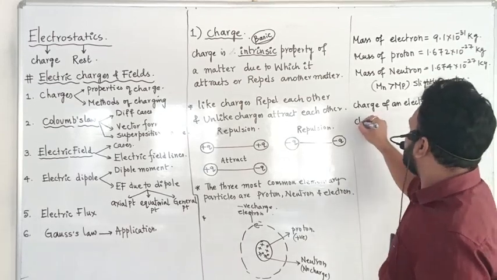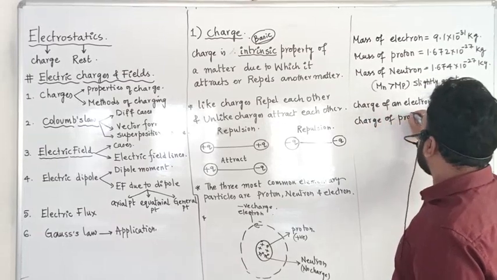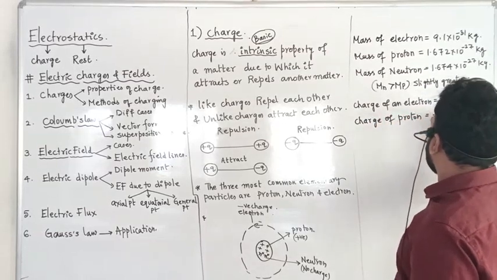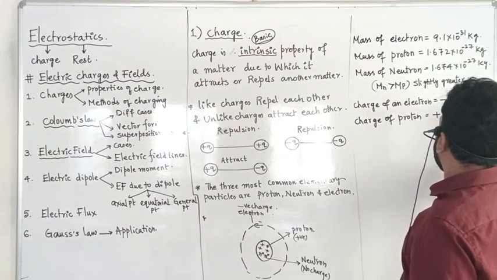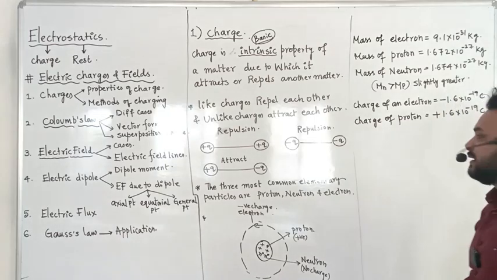If I ask what is the charge of a proton? A proton is positively charged, but the magnitude is the same as that of an electron: plus 1.6 into 10 to the power minus 19 coulomb.